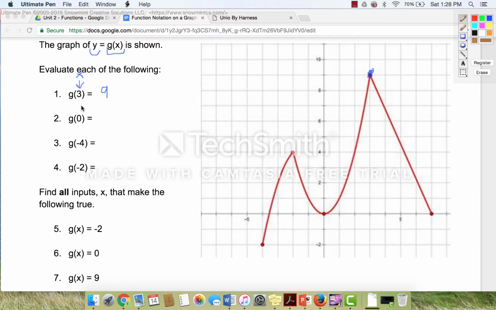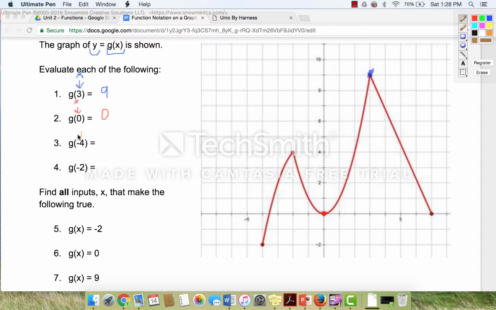For g of 0, again, 0 is my x value. I want to know what's my y value. So I go to 0 in the x, and I actually end up with 0 in the y as well. So g of 0 equals 0. Or when my x value is 0, my y value is also 0 for this function.